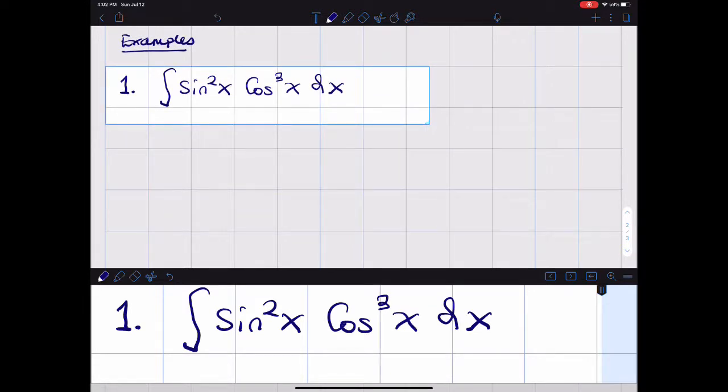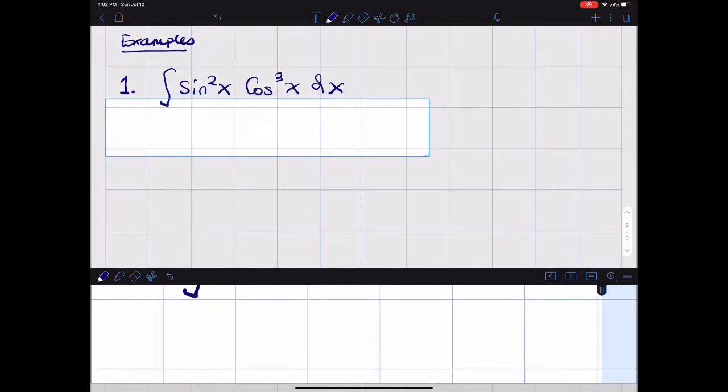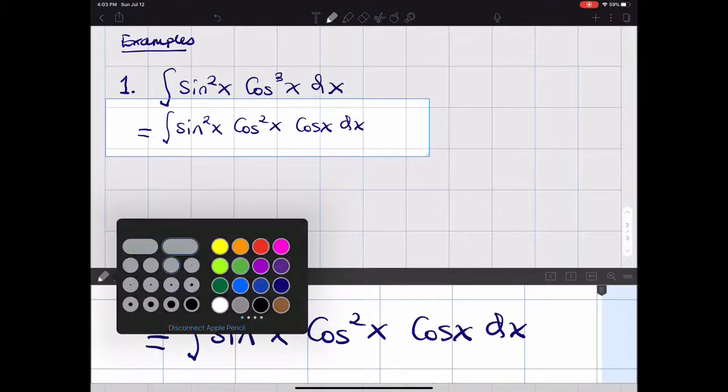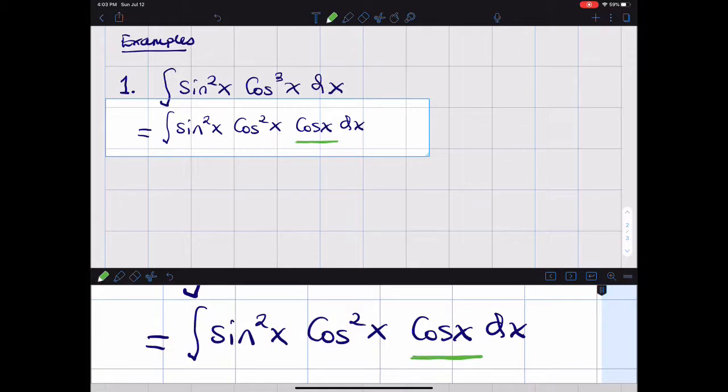So if you look at here, the power of cosine is odd. So we have to factor out a cosine of x. So that means we have sine squared x, and then cosine squared x, and then cosine of x dx. We are going to save this cosine of x.